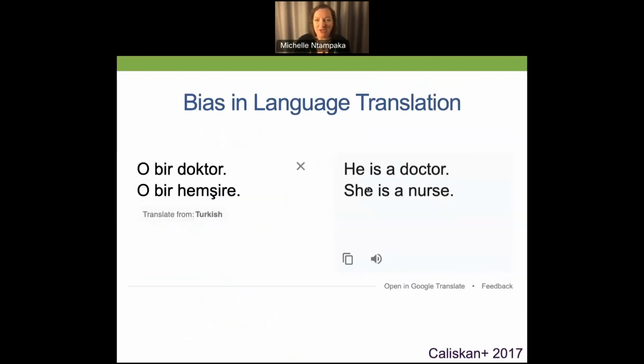Another bias that you should be aware of, or that I'd like to talk about here, is ML bias in language translation. Google Translate, when translating from Turkish, which I am told is a gender-neutral language, will take the sentences on the left and translate them as, he is a doctor, she is a nurse. So again, we are seeing the existing bias in language being picked up by ML.